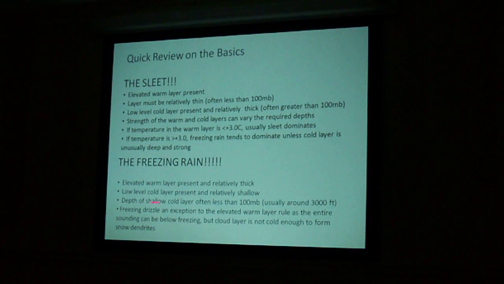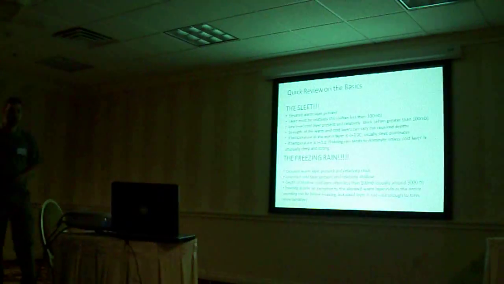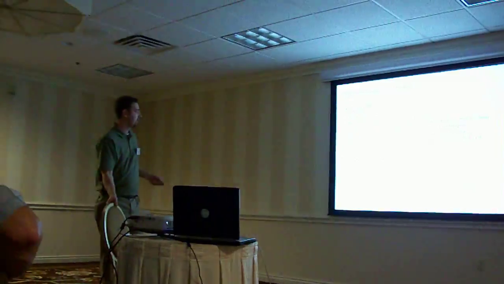Whereas with freezing rain, the depth of the shallow cold layer below that warm elevated layer is usually less than 100 millibars. It's a shallower layer, so it doesn't give enough time for that rainfall to refreeze into sleet. So what you get is freezing rain, which is much more dangerous. Freezing rain has a lot more mesoscale aspects to the forecasting than sleet. Sleet is much more of a synoptic precipitation, where you're looking at the 850 low track and too much warm air intrusion. Whereas with freezing rain, there's a lot of weird things that can happen.